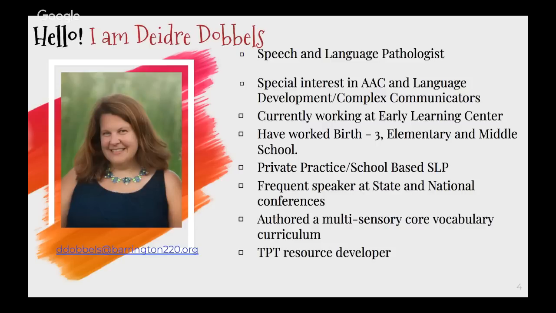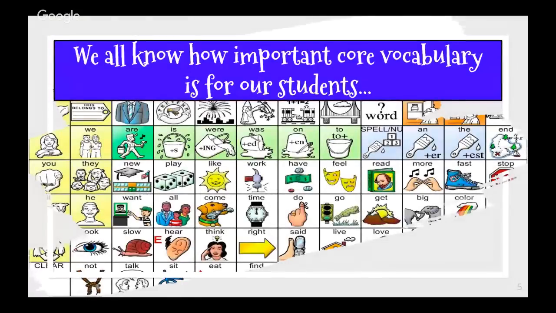And just to mention, Barrington 220 is a unit school district, and I work from early childhood, from the 3-year-olds up until the student's 22nd birthday through transition. So what we have to share with you is for all ages as well. Absolutely. So we are preaching to the choir here. We know that you guys are here because you know core vocabulary is very important.